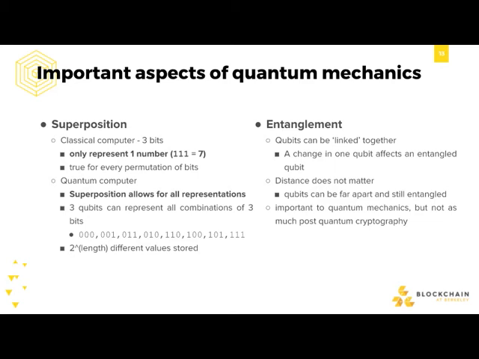Another pretty important aspect of quantum mechanics is entanglement. Basically, it's the fact that qubits can be linked together. If you have two qubits that are linked together and you change one of them, the other one immediately changes based on that initial one. It doesn't matter how far apart the qubits are; as long as they're linked, a change in one reflects a change in the other. This principle is important to quantum mechanics, but it's not really as important to post-quantum cryptography.